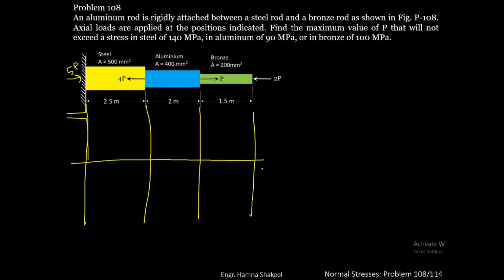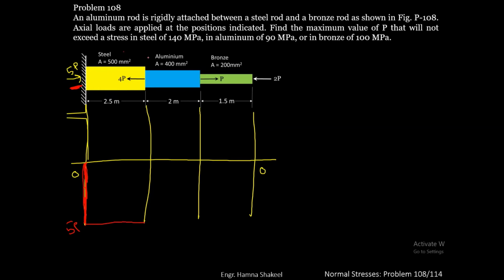This horizontal line represents zero force. Starting from the left hand side, this 5P force is a compressive force that is acting on steel. So you can go down 5 units. You have a force of 5P acting on steel. Then you have the same force in steel throughout.